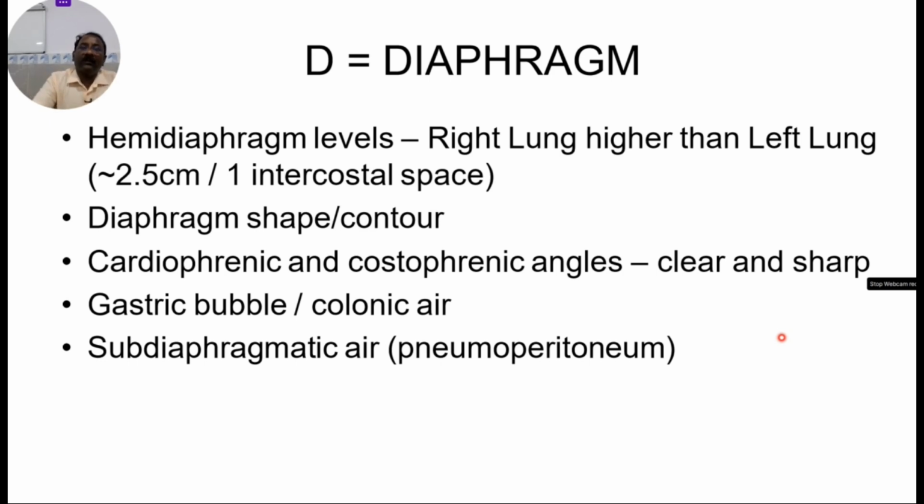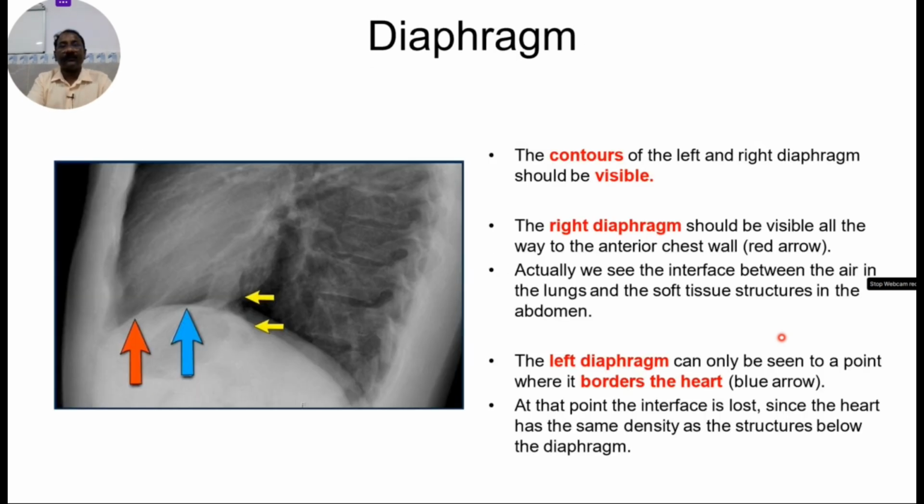Now coming to the last part of the lecture, the diaphragm. I already told you the right lung is higher than the left lung, by about 2.5 centimeters or 1 intercostal space. Diaphragm shape and contour, you know that concavity. Cardiophrenic and costophrenic angles are very clear and sharp. Gastric bubble and colonic air, gastric bubble on the left side. Subdiaphragmatic air is a pneumoperitoneum, an emergency one.